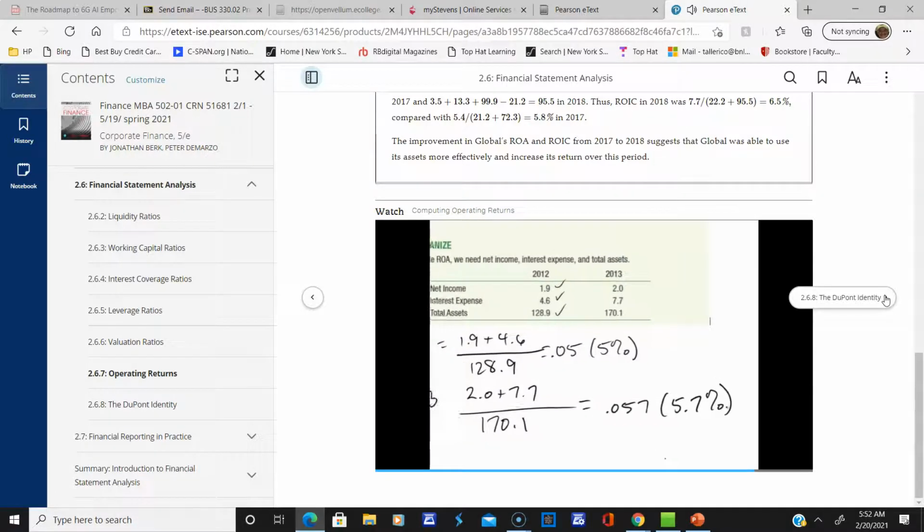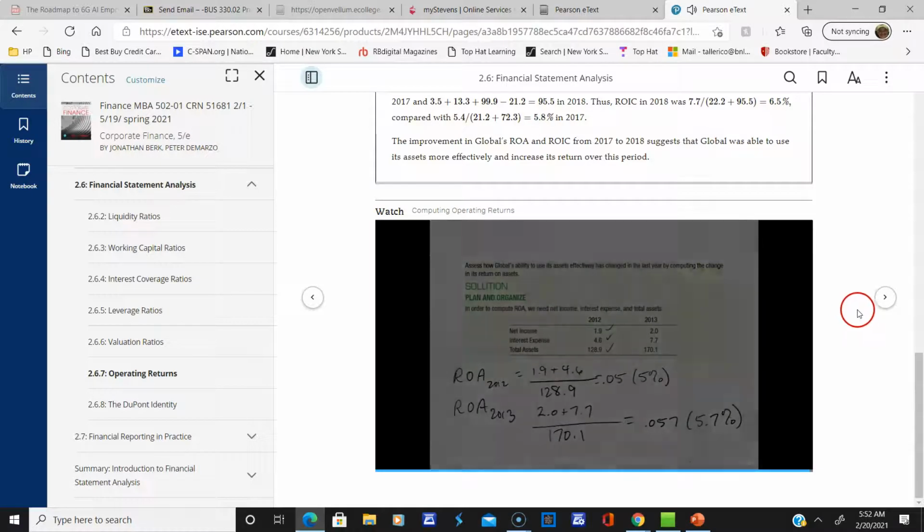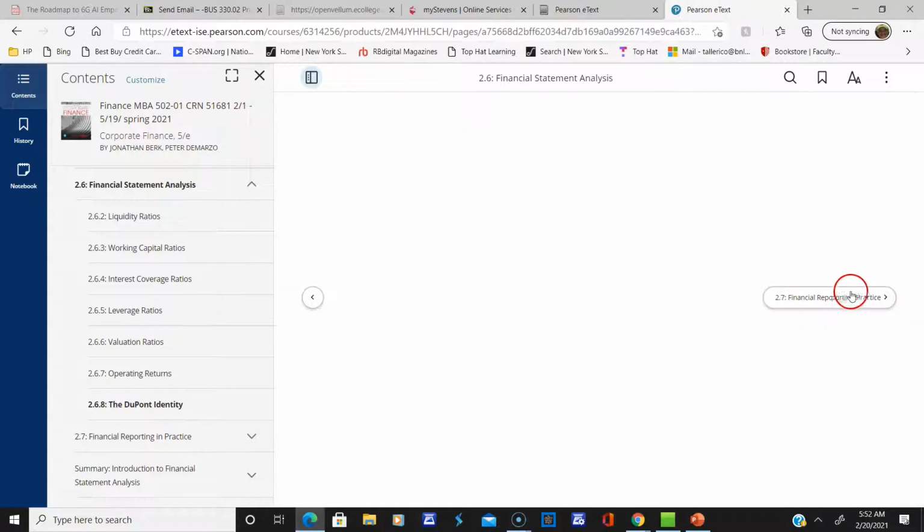So Global has increased its return on assets from 5% to 5.7% from 2012 to 2013, suggesting that it's getting more dollars out of each dollar of assets, and it's using its assets more effectively. All right, so I hope everyone found that instructive.